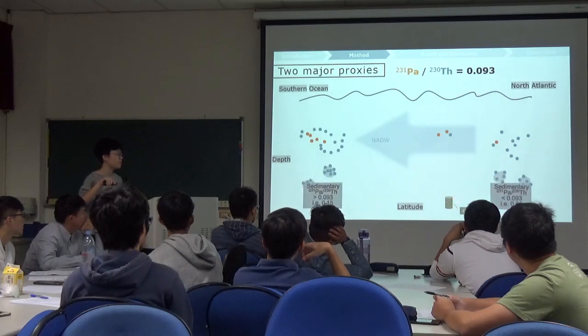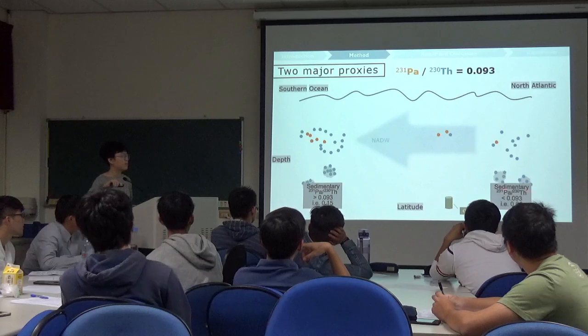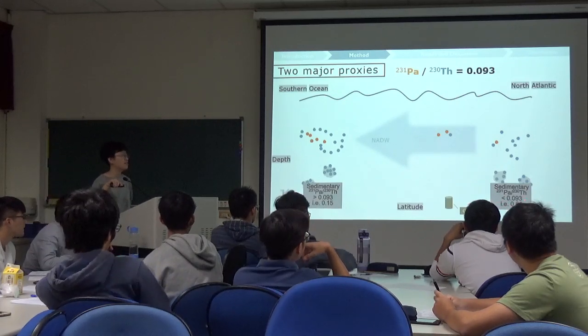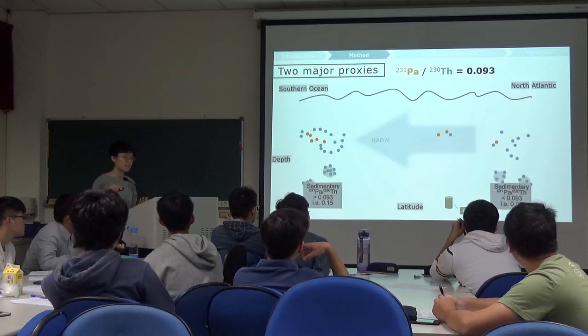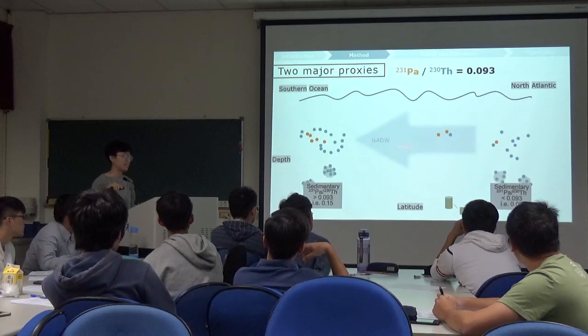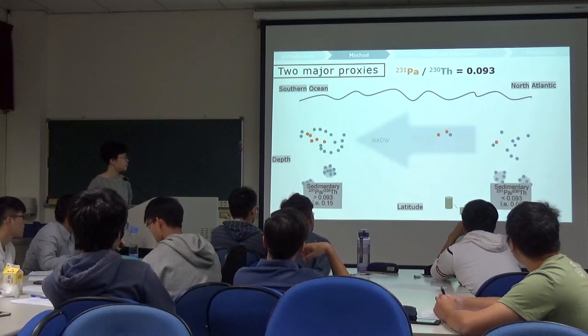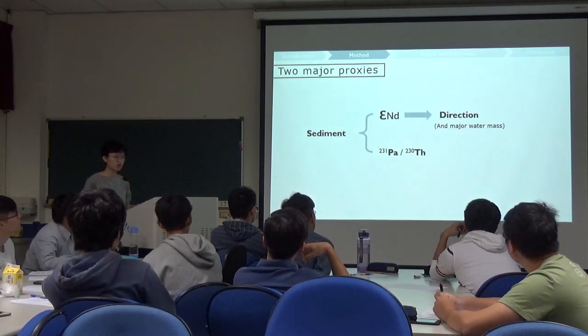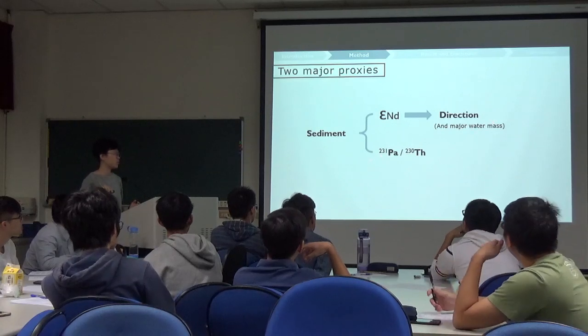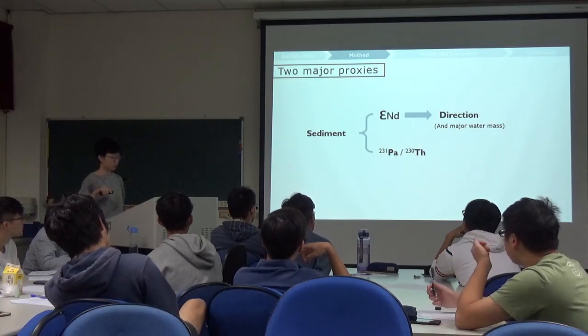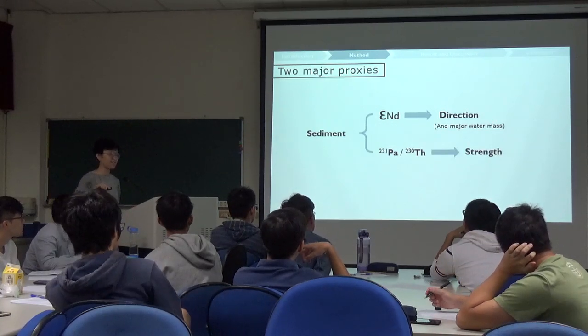So when we measure the sediment core and the value is lower than the production ratio, it means there is a deeper and stronger NADW. In short, we use neodymium to measure the direction and use protactinium-thorium to measure the strength.